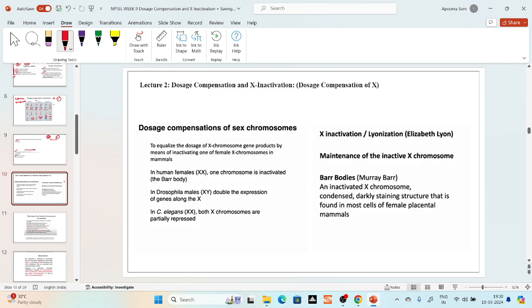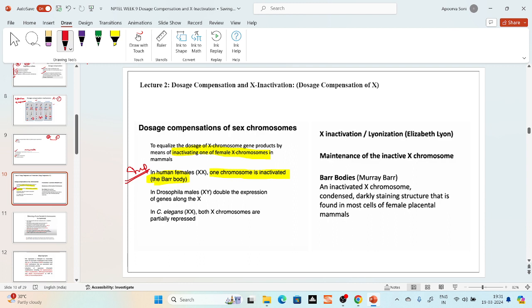Okay, now we will come to the next chapter where we are mostly focused on mammals and the phenotype and the molecular events that take place in mammals. So we will mostly talk about the X chromosome inactivation mechanism in our subsequent slides. But we can see here whatever we have studied: to equalize the dosage of X chromosome gene products by inactivating one of the female X chromosomes in mammals. So in mammals one of the female X chromosomes is inactivated. This is important. Always remember this point, that this inactivated X chromosome is known as bar body.